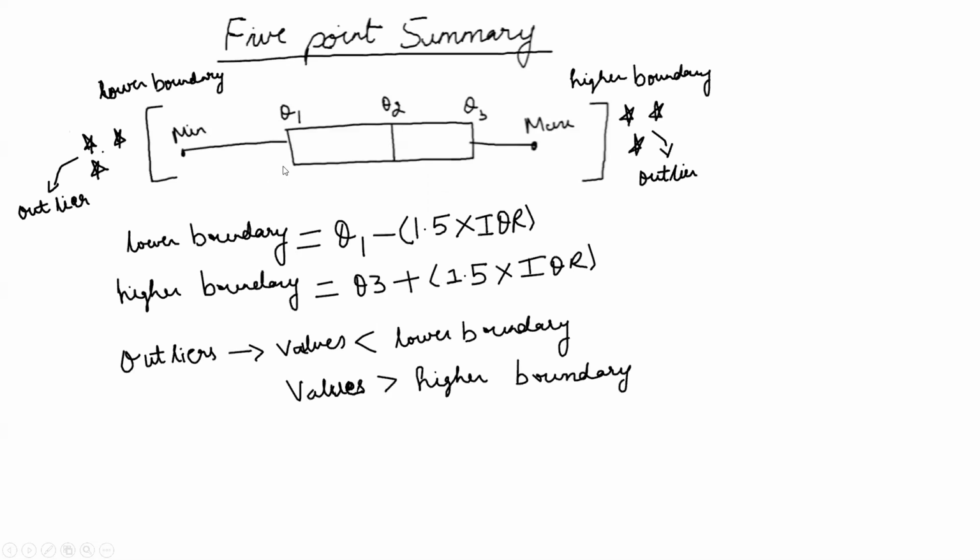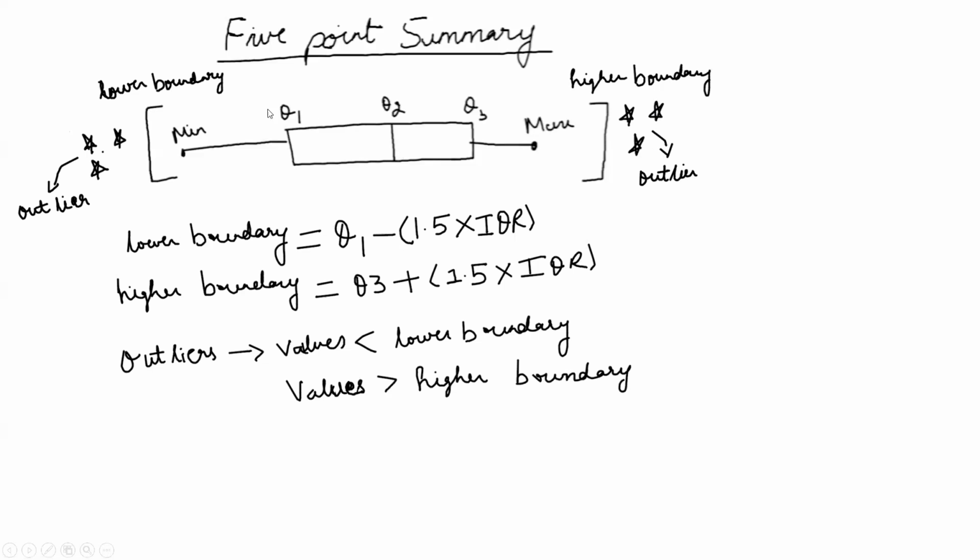Now with the help of the 5-point summary, we can also calculate the outliers, which means the values which are beyond a certain boundary. That boundary can be on the lower side as well as on the higher side. So we have this minimum value and maximum value, then Q1, Q2, and Q3. We know that Q3 minus Q1 is giving us the IQR, interquartile range. Then we have the lower boundary and the higher boundary. Anything below this lower boundary is an outlier on the lower side, and anything higher than this higher boundary is an outlier on the higher side.